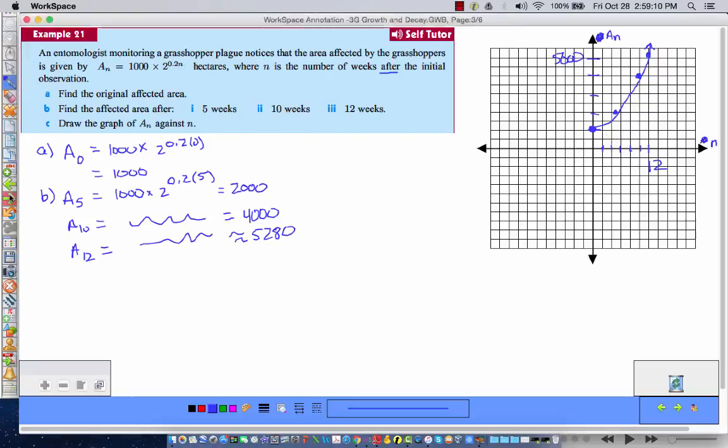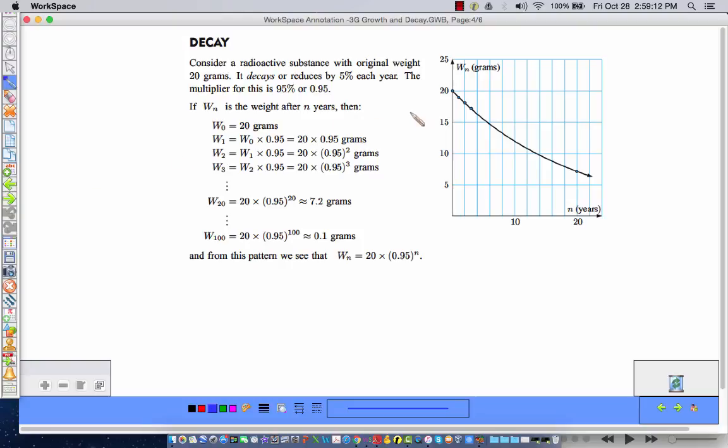Okay. Next, we talk about decay. Well, as things can grow, they can also decay. And so there's another nice example where we got a radioactive substance. It has original weight 20 grams, and it decays by 5% each year. Well, if it decays by 5%, then the remaining weight after a year is going to be 95% of its original weight. So our multiplier is 0.95.